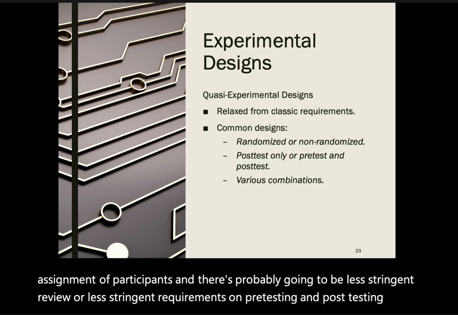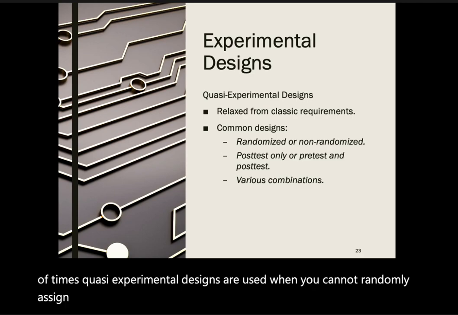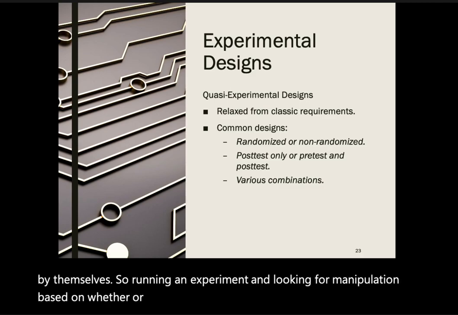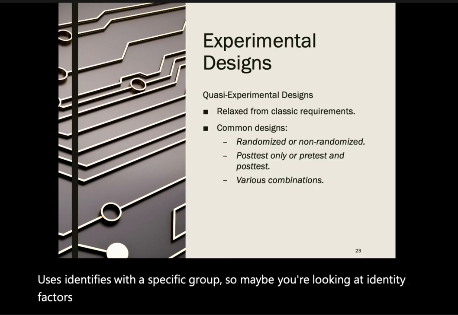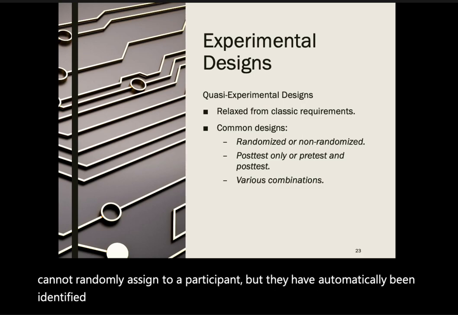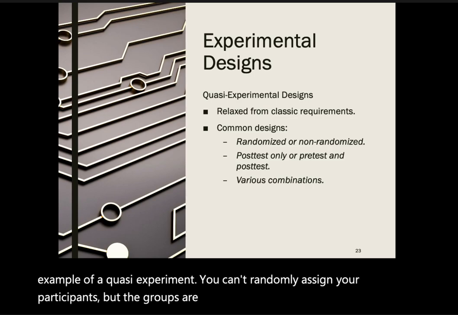A lot of times quasi-experimental designs are used when you cannot randomly assign participants. So groups are automatically or generally categorized by themselves. So you're running an experiment and looking for manipulation based on whether or not someone identifies with a specific group. So maybe you're looking at identity factors. You're looking at sex assigned at birth, gender, things that you cannot randomly assign to a participant, but they have automatically been identified with and categorized in their own way. That would be a good example of a quasi-experiment. You can't randomly assign your participants, but the groups are naturally there and you can still do the study.